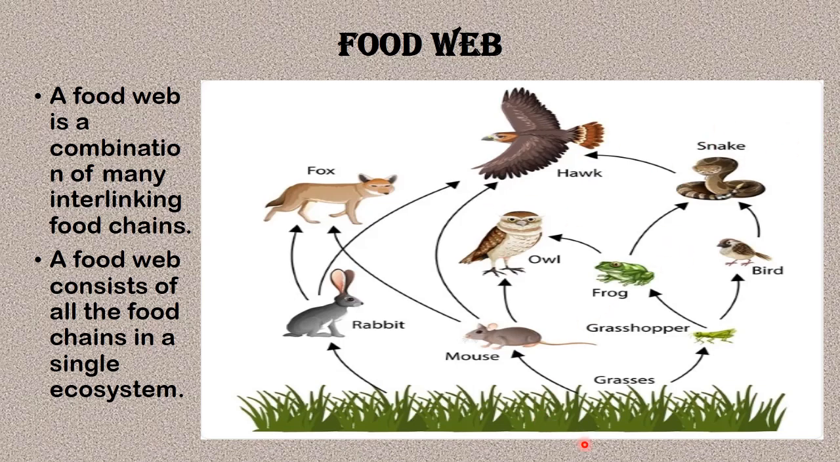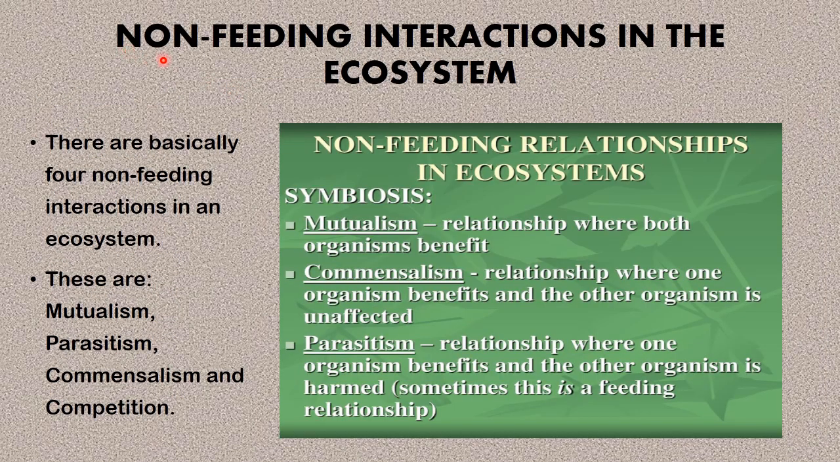As you can see, how many food chains can you get from this food web? I want you to pause the video, make a count and guess how many food chains are present in this food web. Now, moving along, we are going to be looking at the non-feeding interactions in the ecosystem. There are basically four non-feeding interactions in an ecosystem.